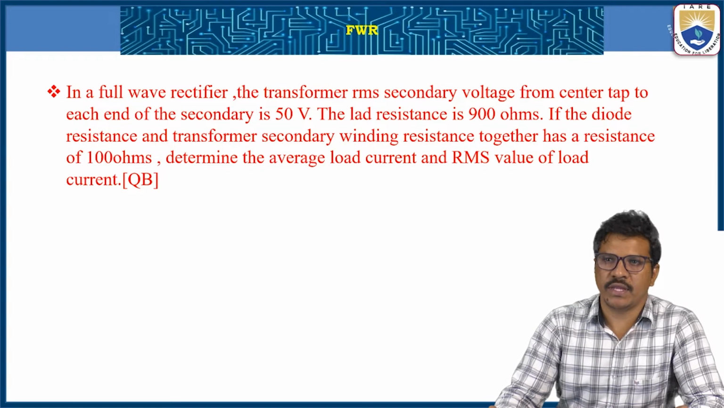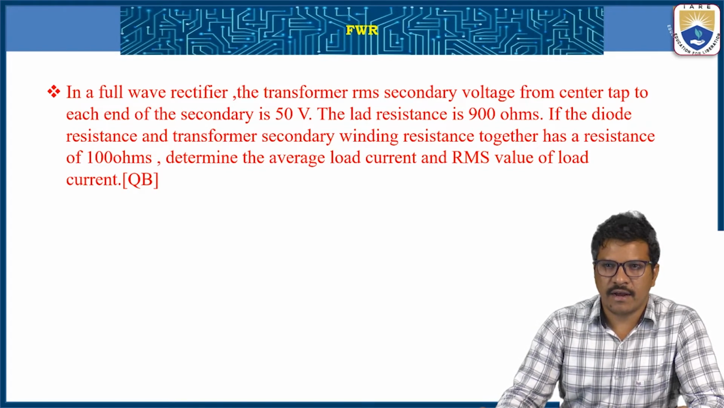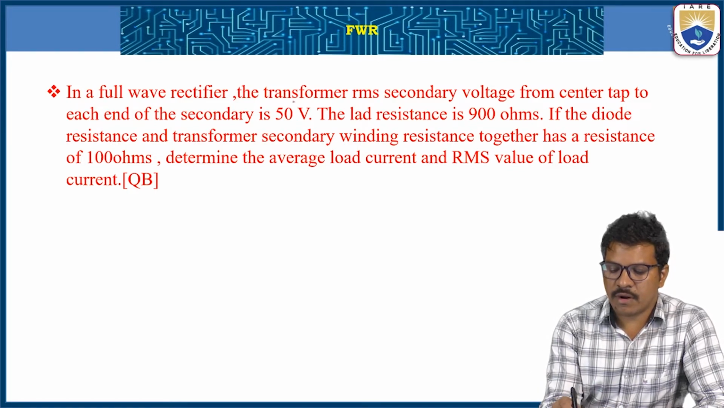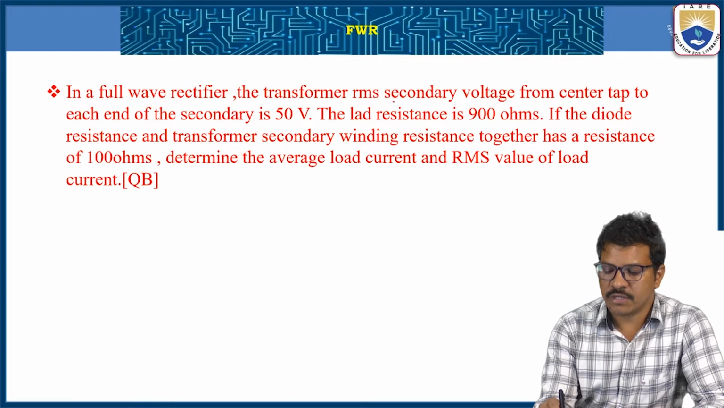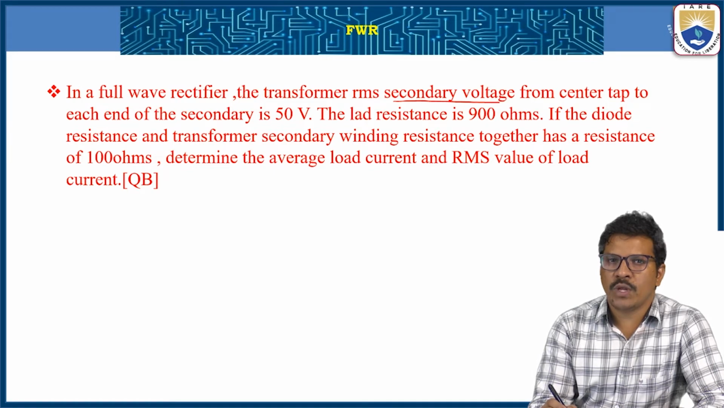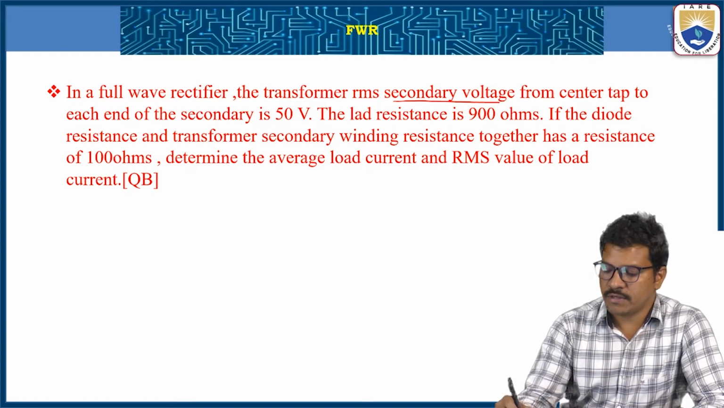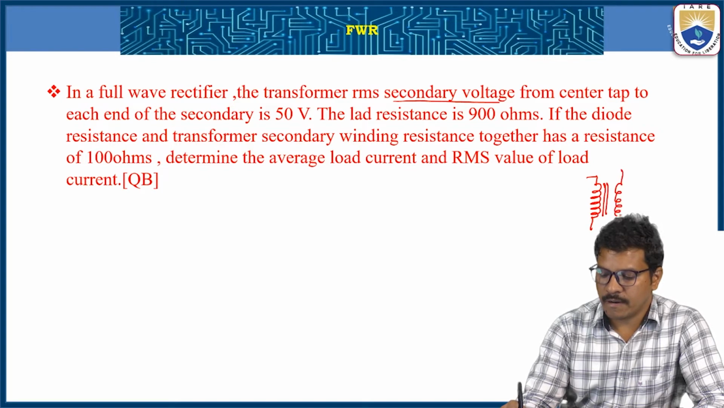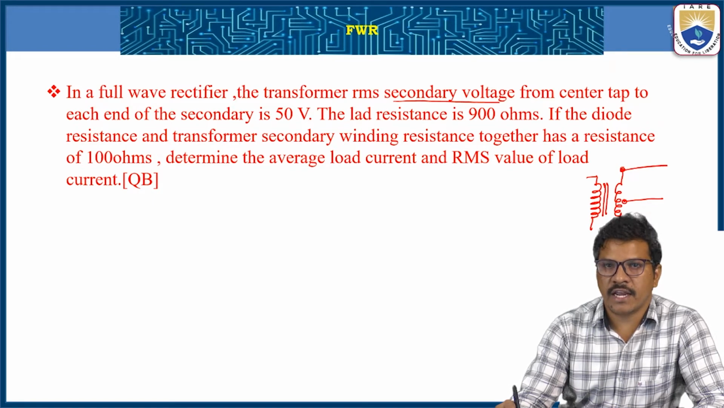Okay, let us read this problem, write down the given data and find the answer. In a full wave rectifier, the transformer RMS secondary voltage from center tap to each end of the secondary is 50 volts. So this is the transformer. This is the center tap. The end of the secondary coil, from center tap to end, the voltage is 50 volts.